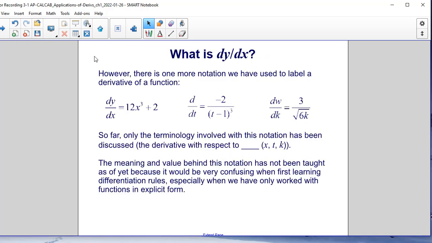What is dy dx? There is one more notation we have used to label a derivative of the function, given by these three examples. So far, only the terminology involved with this notation has been discussed, and that is the derivative with respect to the independent variable, whether it's x, t, or k. The meaning and value behind this notation has not been taught as of yet, because it would have been very confusing when first learning differentiation rules, especially when we only worked with functions in explicit form. Next, we're going to talk in greater detail about the notation dy dx.